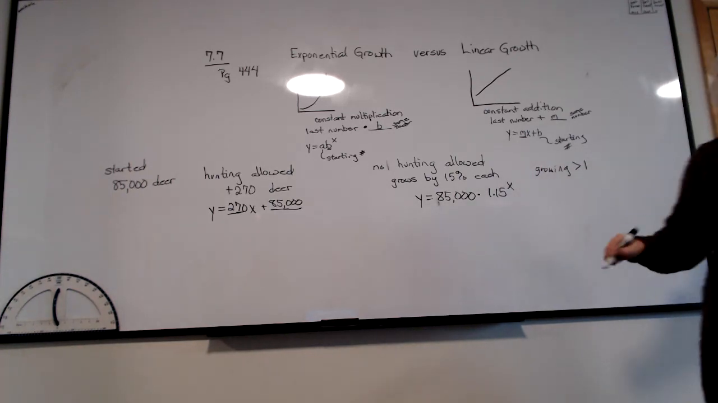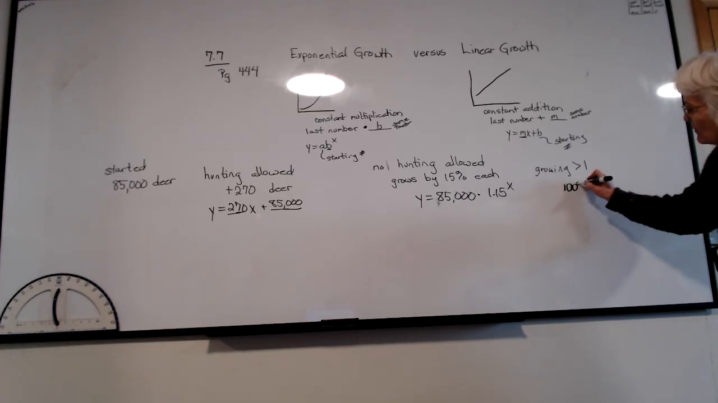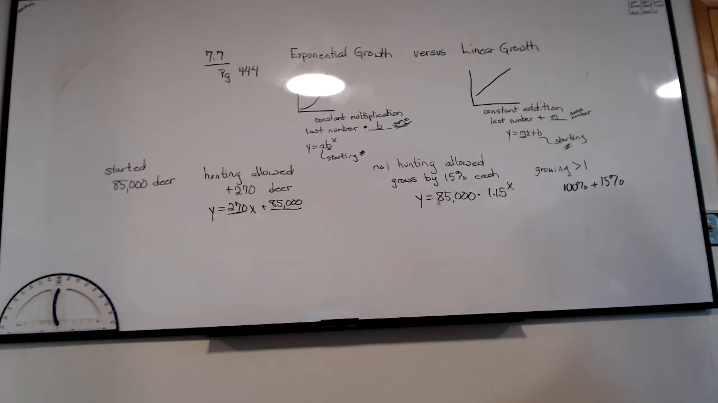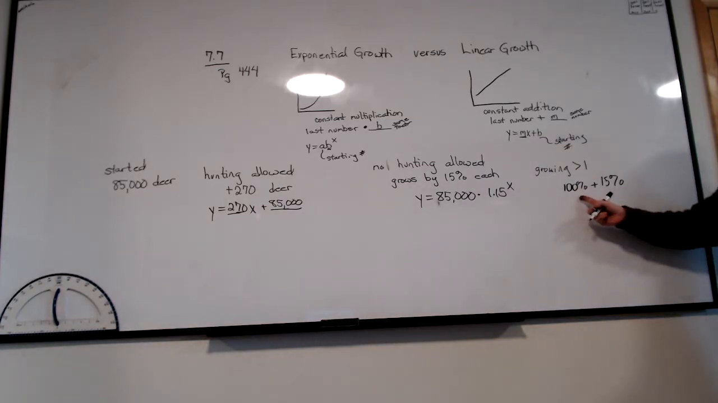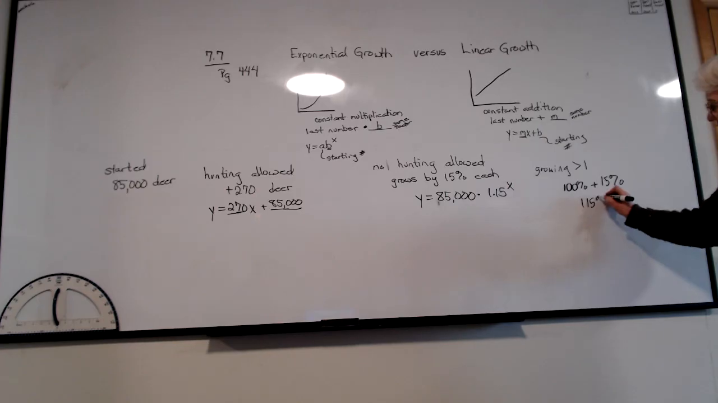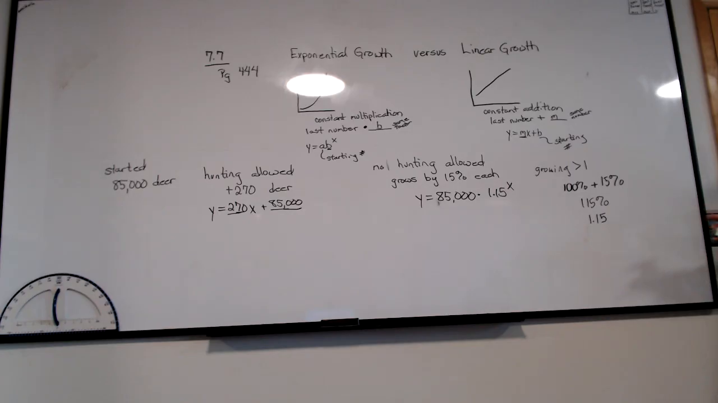So what you really have is your 100% that you had from the year before, plus a 15% addition, which is 115% each year. So it's 1.15. That's why that comes in. The deer are not dying. You don't get rid of the starting deer. You add just 15% more. So that's why you get that increase.